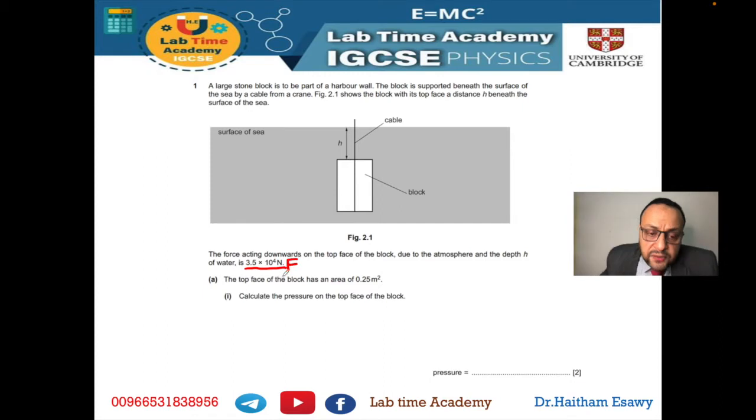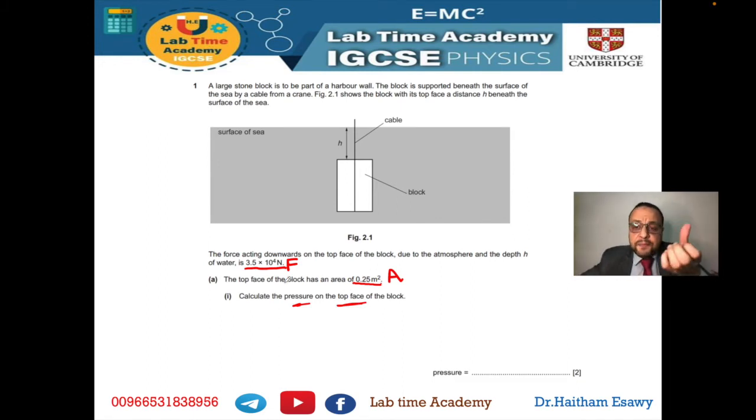The top face of the block has an area of 0.25 square meters. So we have the area. He asked me to calculate the pressure on the top face of the block. What will be the total pressure on the top face of the block?